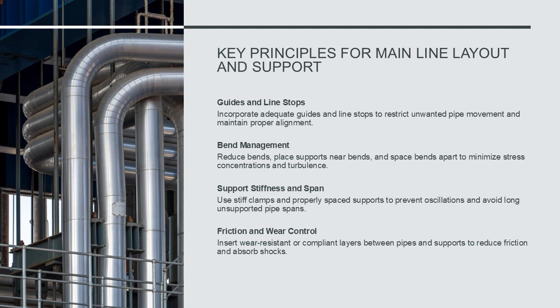The span between supports should be carefully calculated to prevent long unsupported lengths, which can act as vibration amplifiers. Spring hangers, while sometimes necessary, should be minimized because they introduce flexibility that can worsen vibration issues. Finally, a wear-resistant or compliant layer should be inserted between the pipe and its supports to reduce friction, absorb shocks, and prevent localized wear. These measures collectively ensure that the main line remains stable under operational conditions, reducing the risk of fatigue failures and enhancing system reliability.